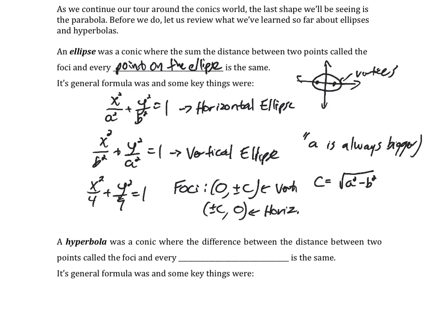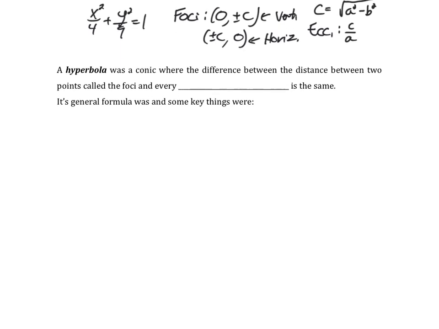We also had the eccentricity, which is basically how smushed it was, and we found it by looking at the ratio of c over a. So that was our basic ellipses. If you want more details, you can certainly go back to the work we've done and review that. Hyperbolas are what we covered the day we left.